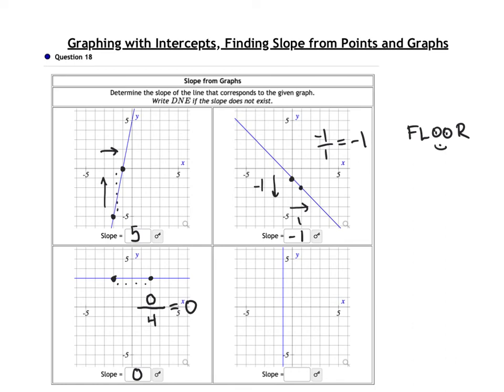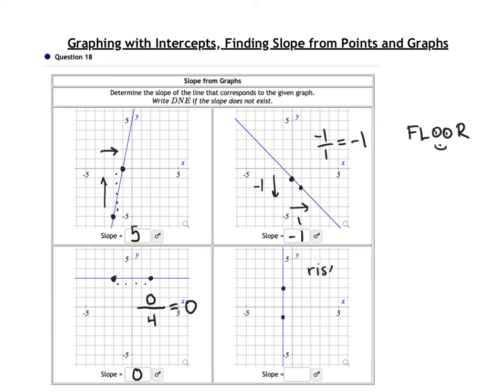A vertical line is different though. A vertical line is like the wall. It's up and down. Does the wall have a slope? Slope is a measurement of steepness. Would you call your wall steep? Let's look. Rise over run.